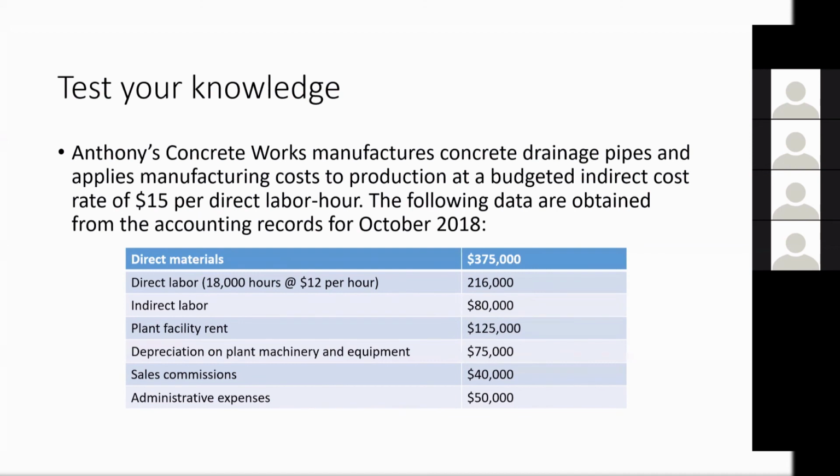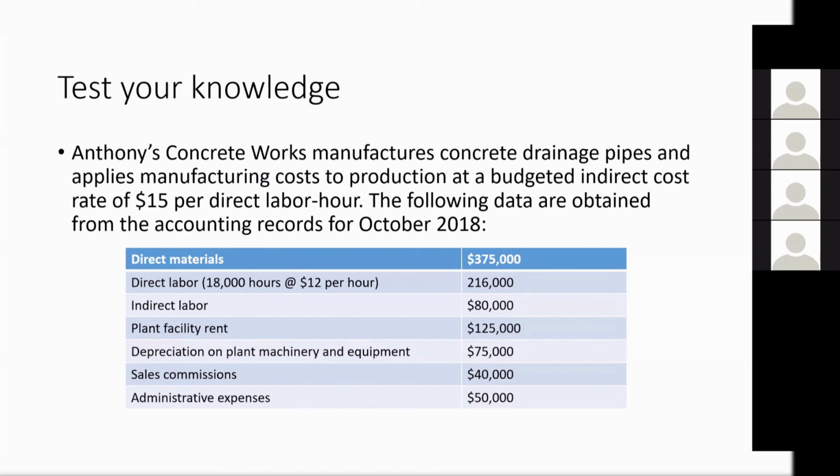So basically everything on the screen was included? Nope, sales commissions and administrative costs are not product costs. Okay, that's what I thought. So it was just direct labor, indirect labor, and plant facility rent? Those will be part of manufacturing overhead. So those are product costs, direct materials, and direct labor. Yep, and direct materials, right. Exactly. So the first 5 are product costs.